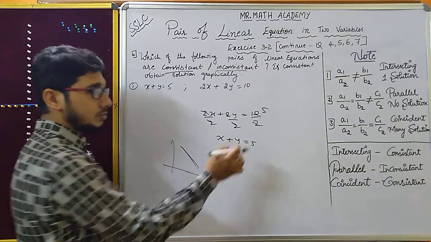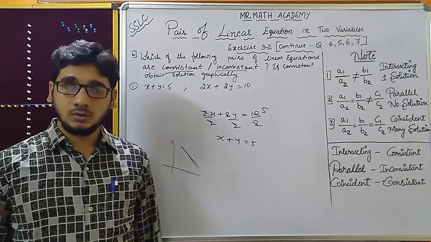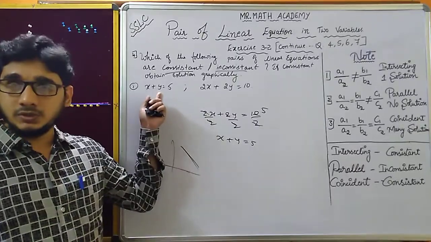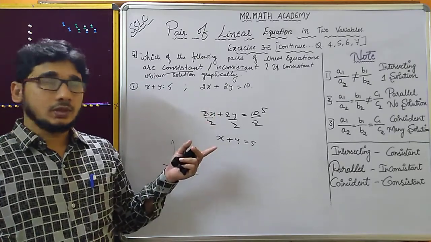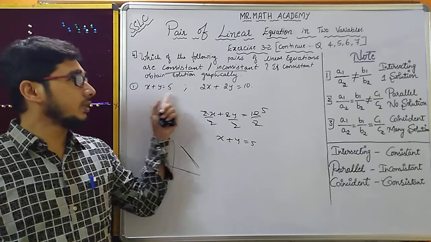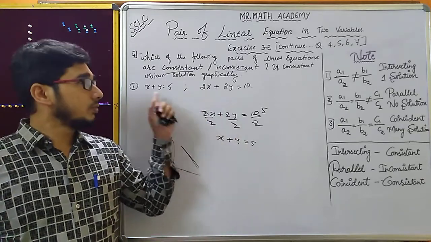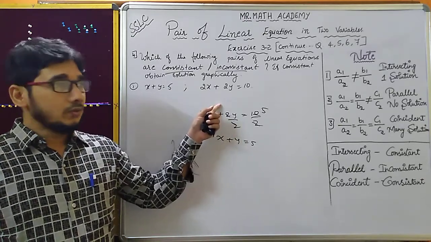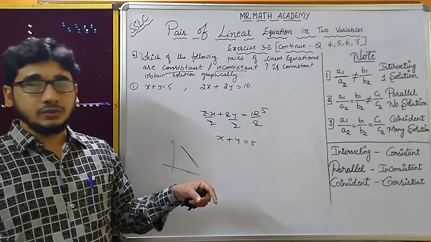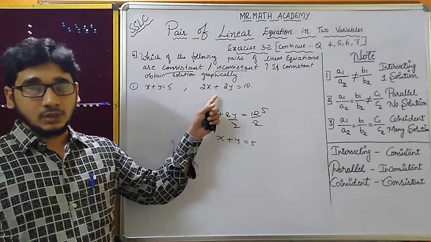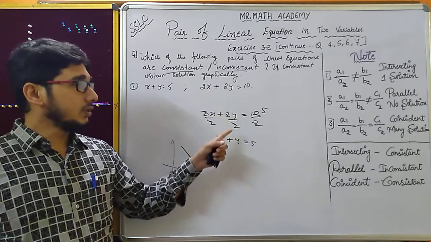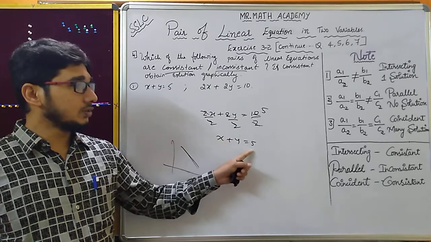This equation reduces to x plus y is equal to 5. Here also x plus y is equal to 5. Both the equations are the same only. We think this is different and that is different, but in fact both are the same. When we solve graphically, since it is similar to this one only, after solving we got x plus y is equal to 5.